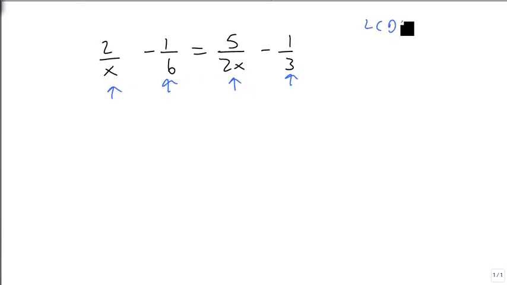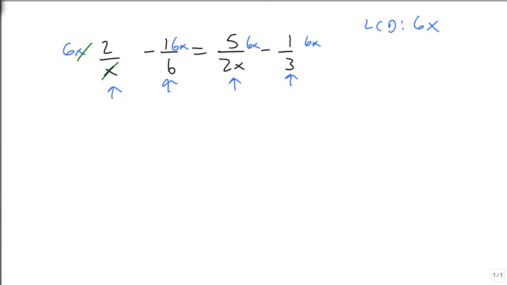To look at a different example, suppose we have 2 over x minus 1 over 6 equals 5 over 2x minus 1 over 3. So now we're going to look at our 4 denominators. We're going to look at the numbers first and get a 6 and an x. So we're going to multiply everything by 6x. And we're going to reduce any fractions that we can.